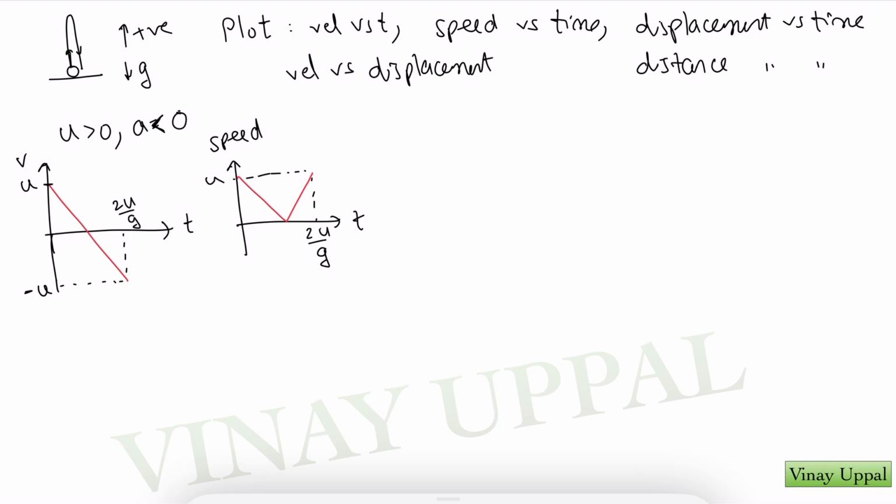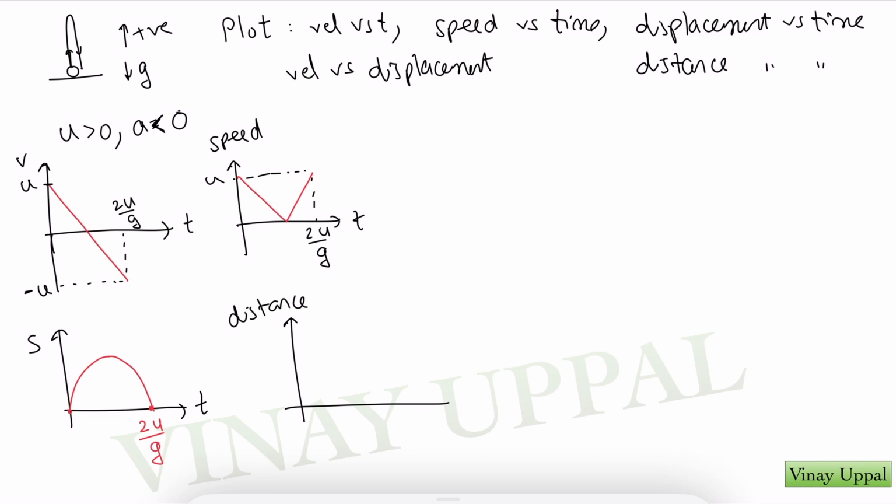Then I have displacement versus time. So displacement for this situation, positive velocity and negative acceleration, we already saw how that looks like. So the displacement is going to be in this form of a parabola. It will reach a maximum height and then come back to zero displacement when it returns to its original position. And that time of flight would be 2u by g. And what about distance?